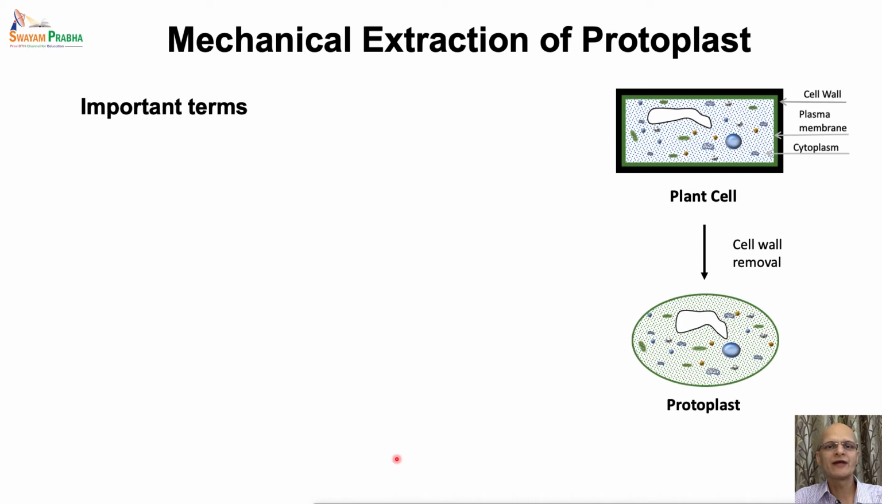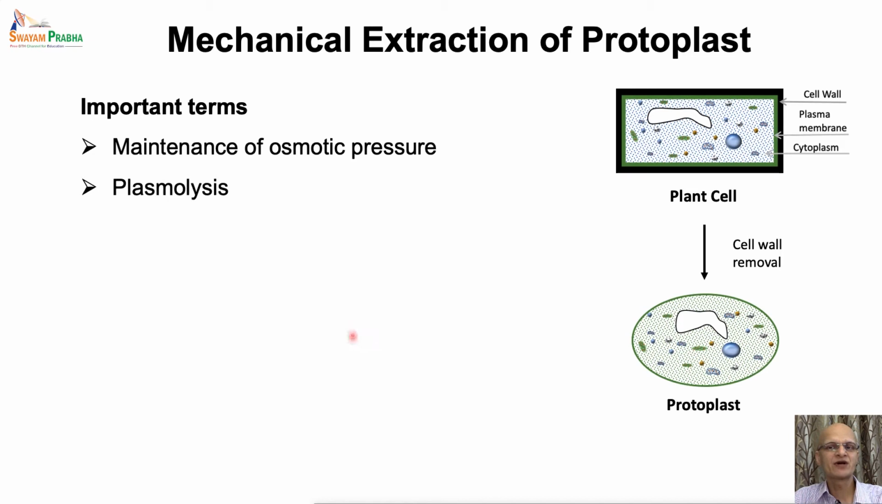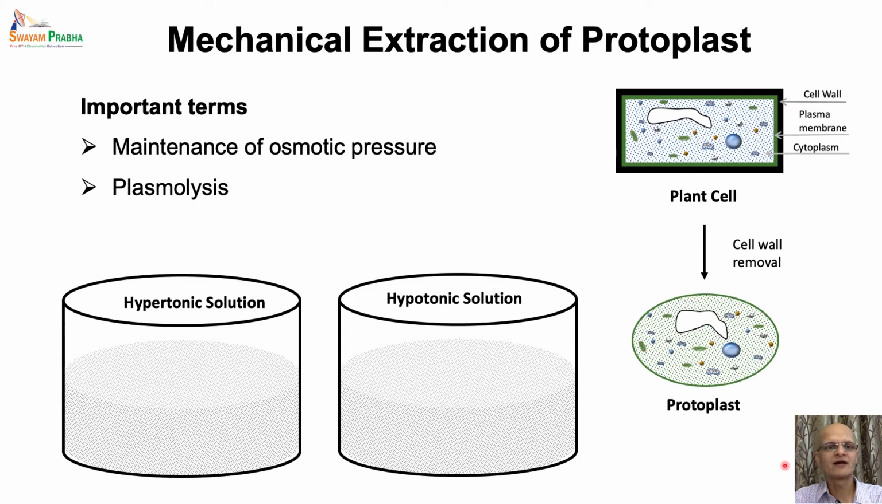However, before going ahead, it is important to learn about the maintenance of osmotic pressure and plasmolysis. Once the cell wall is removed, how is the protoplast going to behave in the liquid culture? This behavior of the protoplast would depend upon the strength of the media. Here are two solutions: one is the hypotonic solution and one is the hypertonic solution.